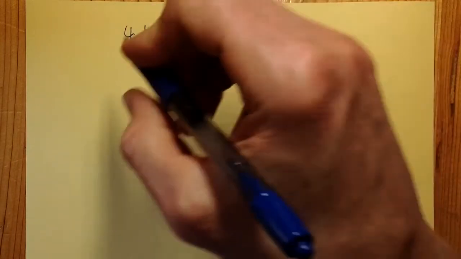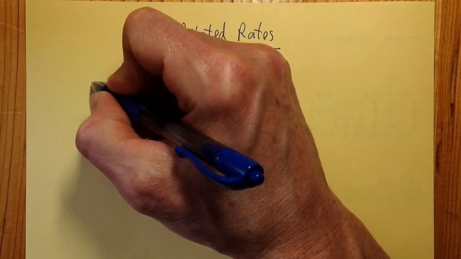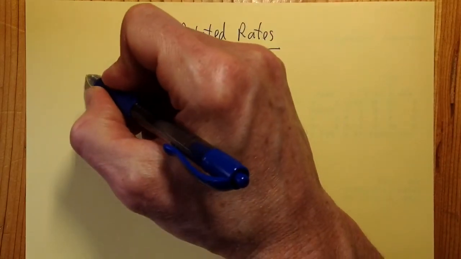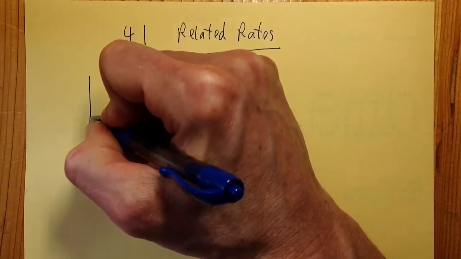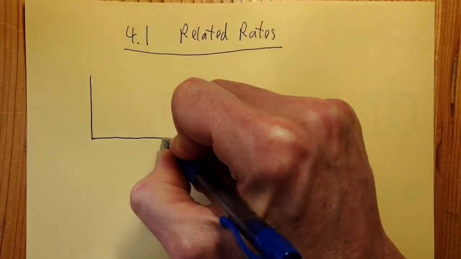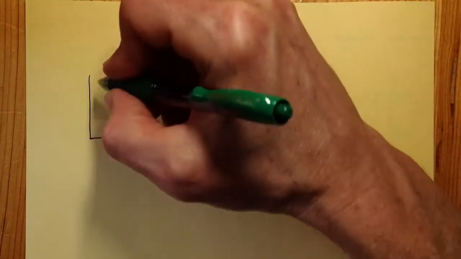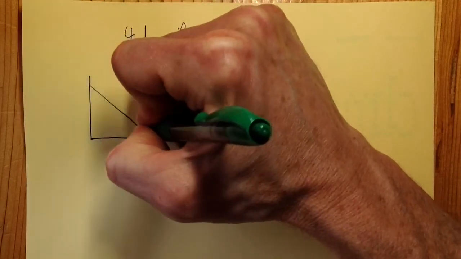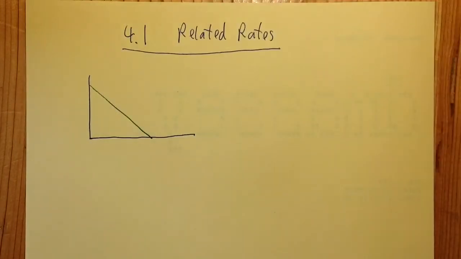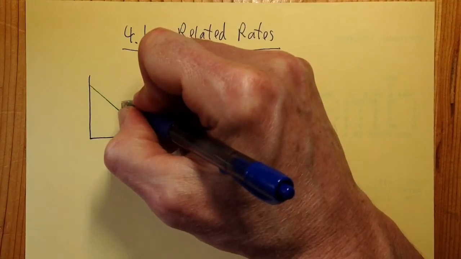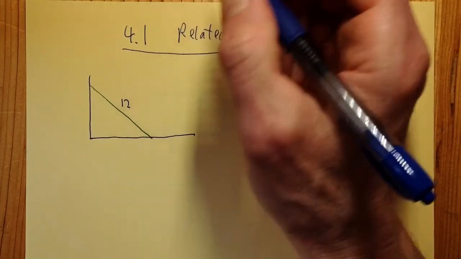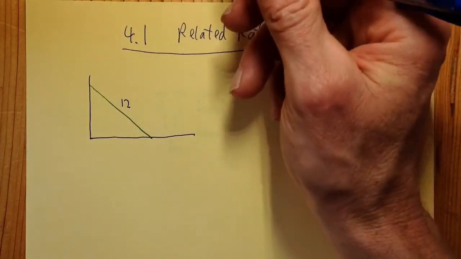As always, usually the best way to see this is with an example. And this is similar to the example in the book. I'm going to change it a little bit. So let's say we have a ladder. I'll make my ladder green. We have a green ladder leaning up against a wall, and let's say the ladder is 12 feet long. We'll just do everything in feet.